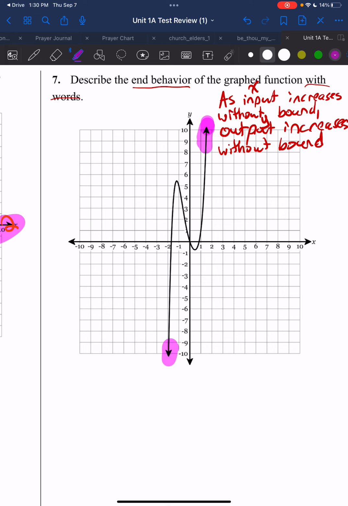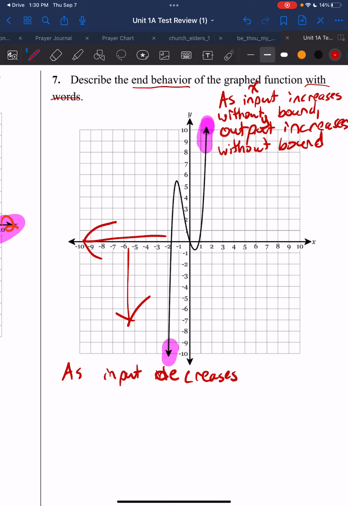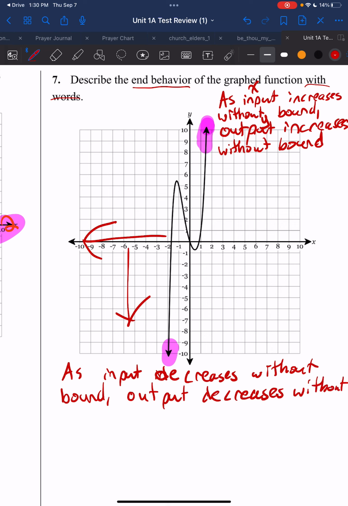Because this is an odd degree function, so they go opposite ways. So as input, so instead of increasing here, I'm decreasing. So I'm going to the left here. So that's how I know down here I'm decreasing. So as my input decreases without bound, output decreases without bound. So as my x's decrease or get more negative, so do my y's. My outputs, my y's decrease without bound. Cool?